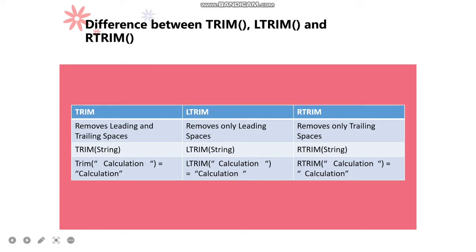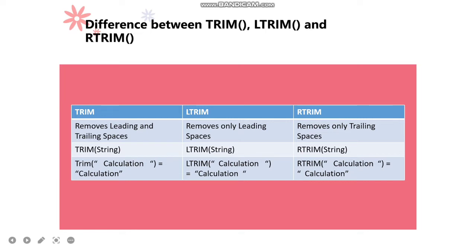Whereas if you observe LTRIM, there is space at the beginning of the calculation as well as a space at the end of the calculation, but it focused only on the beginning part, so it ignored the end space and returned the string. With RTRIM, I have passed the same string along with two spaces at the beginning as well as the end for TRIM, LTRIM and RTRIM, but the result is different. TRIM focuses on leading and trailing spaces. That's why we got both the spaces trimmed and we got the string alone.